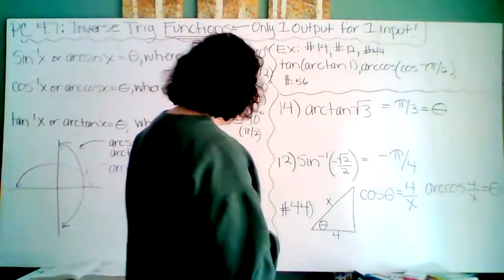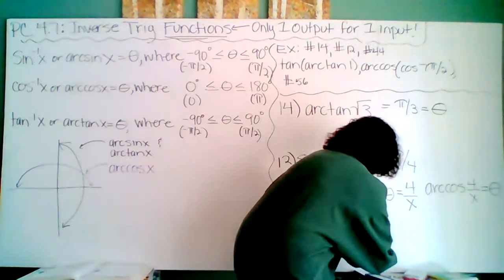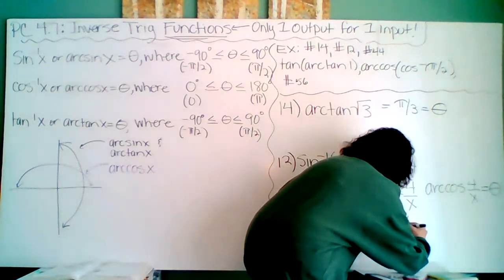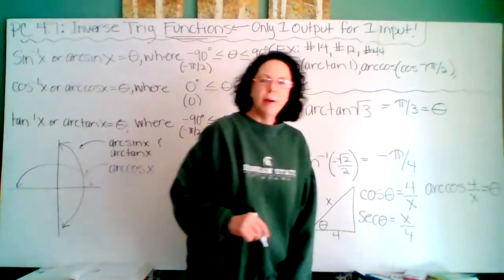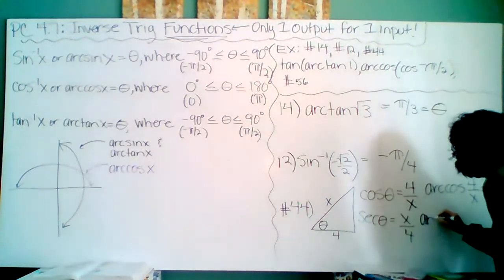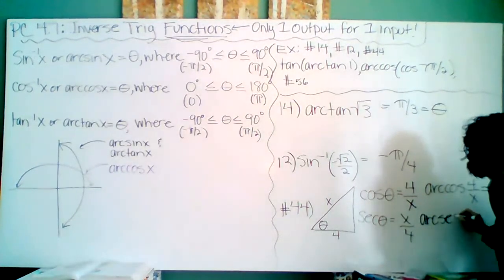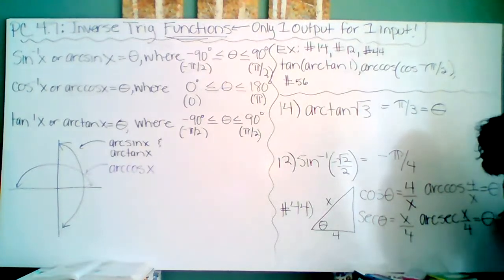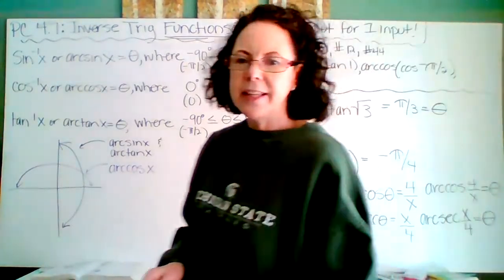Just so you know, I'm not a huge fan of having an x in the denominator. So what else could I do? I could also say that secant of theta is x over 4, right? Hypotenuse over adjacent. And then I could say that arc secant of x over 4 equals theta. Either one of those is perfectly acceptable.